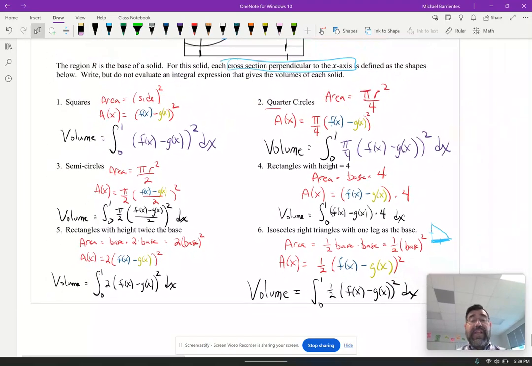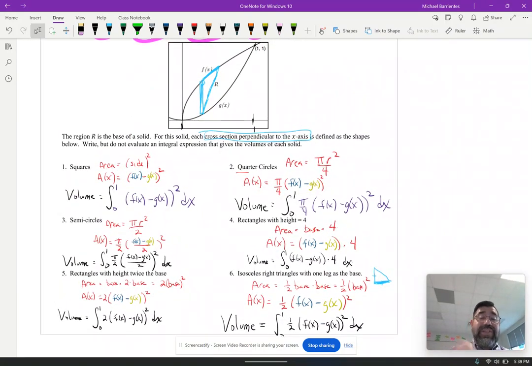Look at all the differences. Even though we're using the same base shape, the region doesn't change. What changes is the expression, the slice. Because I'm using a different slice, I'm going to use a different area formula. That's why I have all these different volume integral setups that look similar but are not, because it depends on the slice that we take. That's volume by cross sections. It's a pretty graspable idea. Follow the process, and you can't go wrong.